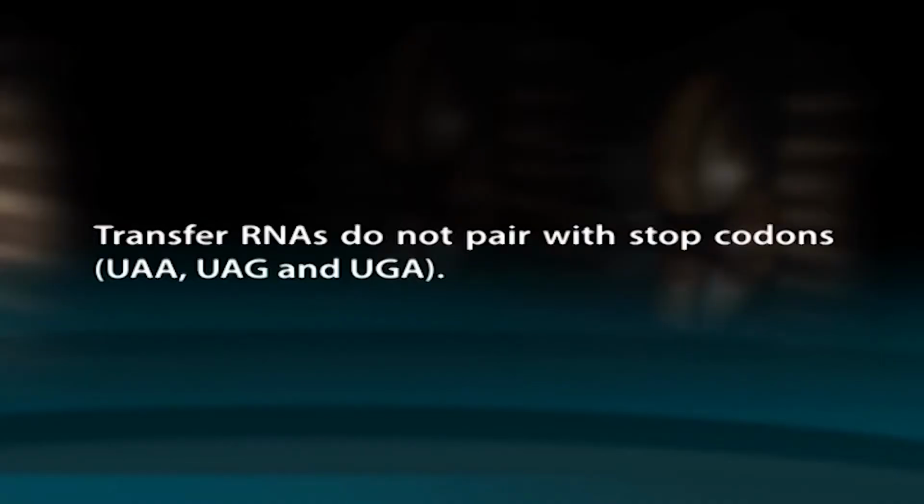Termination of translation. It is the last step in protein synthesis. Termination occurs by a similar mechanism in eukaryotes as in prokaryotes. Elongation continues until a termination codon is encountered. Transfer RNAs do not pair with stop codons, that is UAA, UAG and UGA. The stop codons are identified by release factors. When the release factors bind to the ribosome, translation termination occurs.